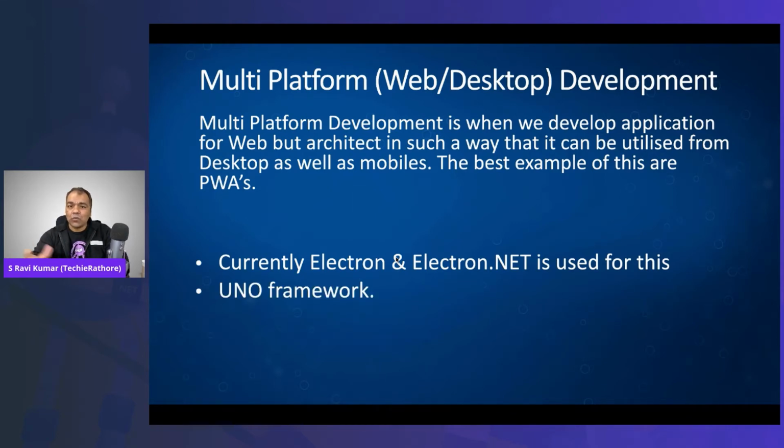The .NET port of Electron is called Electron.NET. Then there is the Uno framework. Uno framework is mostly used for mobile development. Using Uno, we can develop various mobile applications, be it iOS, Android, or Windows mobile applications, or UWP applications, because the base for Uno is basically a UWP application.